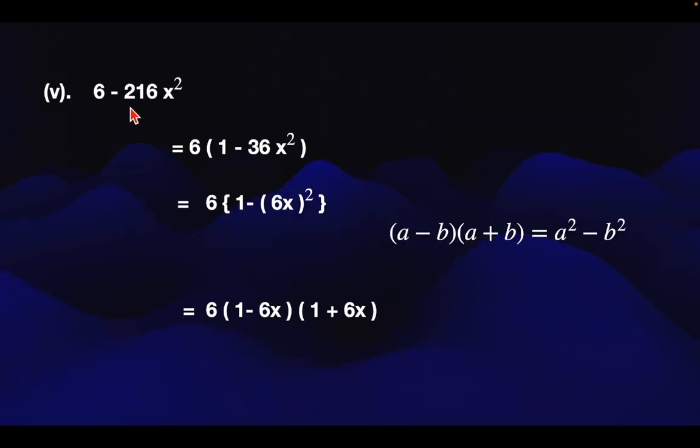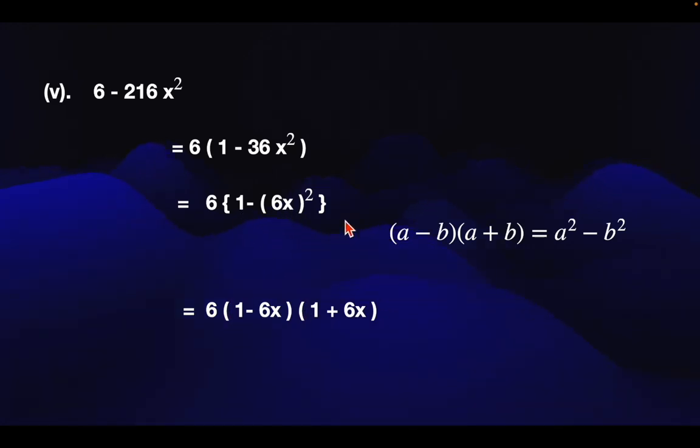Next, 6 minus 216 x square. Here the common factor is 6. Take it outside the bracket, you get 1 minus 36 x square. So 36 x square is a whole square, that is 6x whole square. Now this is in the form a square minus b square. So substitute a and b and write down. So here it is 6 into 1 minus 6x into 1 plus 6x.